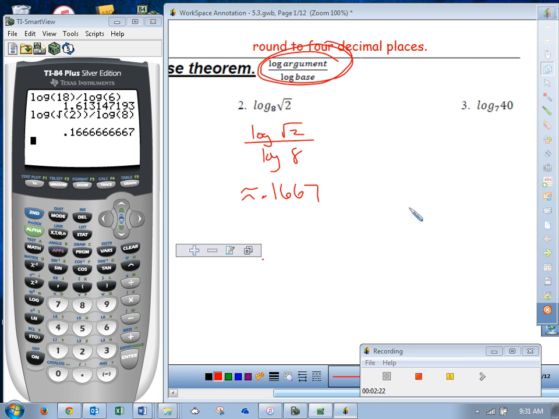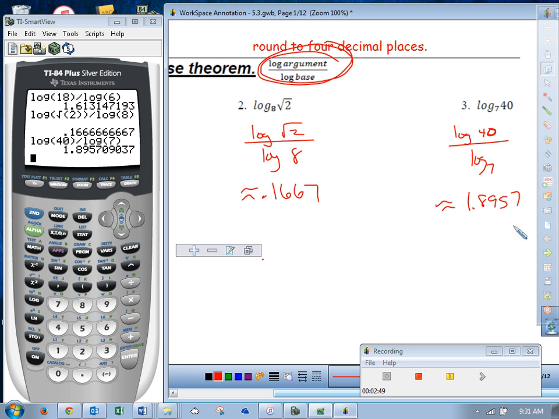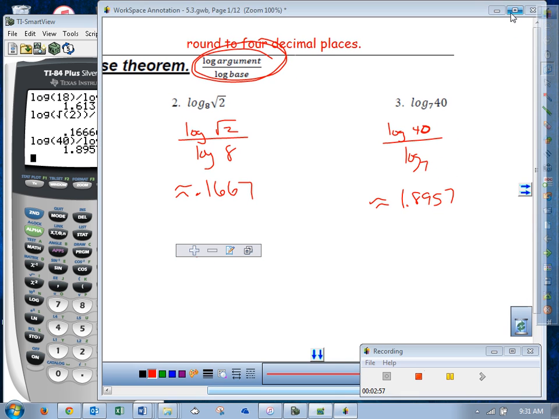Evaluate log base 7 of 40. When you're taking your test, I'd really like it if you wrote it out first, because if you just have something punched in and there's no work and I don't know what you punched in, I have to take away all the credit. So it's nice for you to show me that you took log of 40 divided by log of 7, rounded to 4 decimal places. That's called the change of base theorem. And I'll explain it later once we have learned how to solve logarithmic equations.